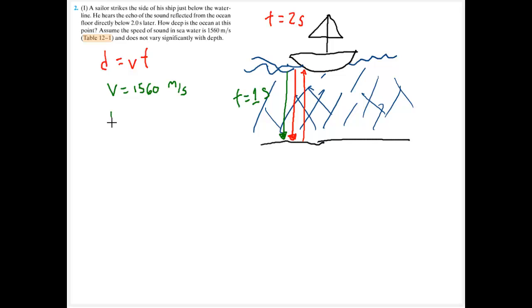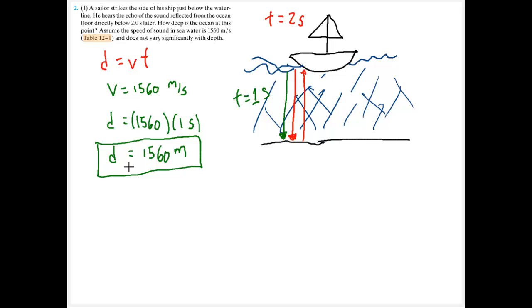So the depth is simply going to be 1560 meters per second multiplied by 1 second. The distance will then be 1560 meters, which is just under a mile.